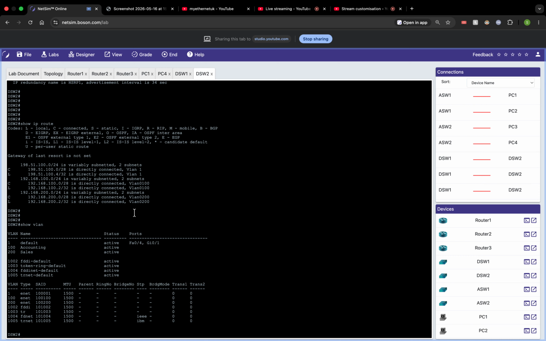There's no default route. Let's also have a look at DSW2. Let me do show vlan, I was just interested in seeing this. VLANs 1, 100 and 200. So yes, there is no gateway of last resort configured here.